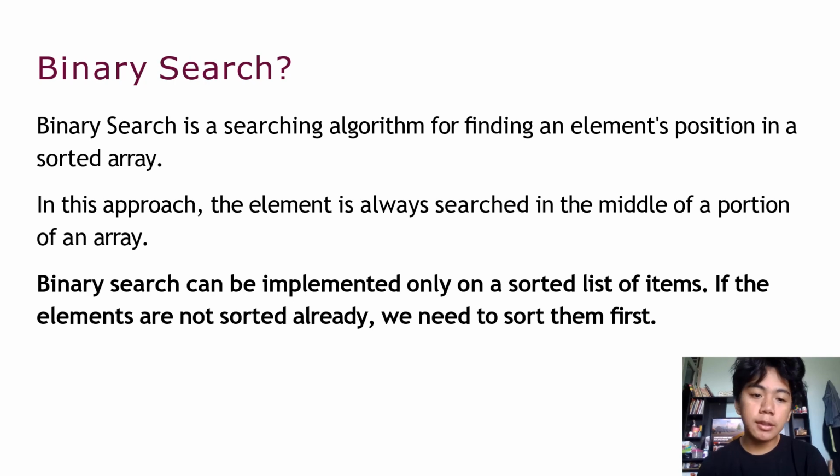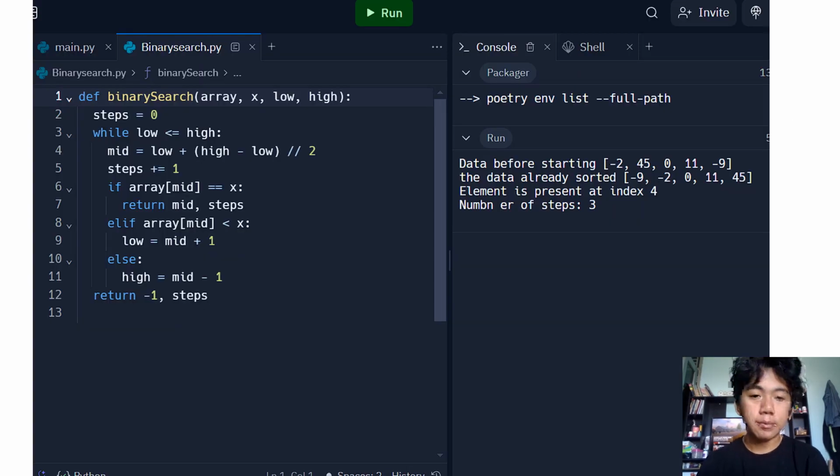What is a binary search? Binary search is a searching algorithm for finding an element position in a sorted array. In this approach, the element is always searched in the middle of a portion of an array. Binary search can be implemented only on a sorted list of items. If the elements are not sorted already, we need to sort them first. This is the example binary search in coding.